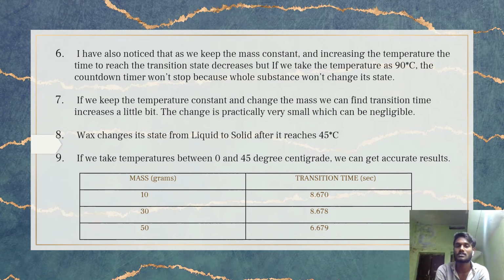Wax changes its state from liquid to solid after it reaches 45 degrees centigrade. If we take temperatures between 0 to 45 degrees centigrade, we can get accurate results. When we take a mass of 10 grams, the transition time is 8.670 seconds. At 30 grams mass, the transition time is 8.678 seconds. At 50 grams, the transition time is 6.679 seconds.